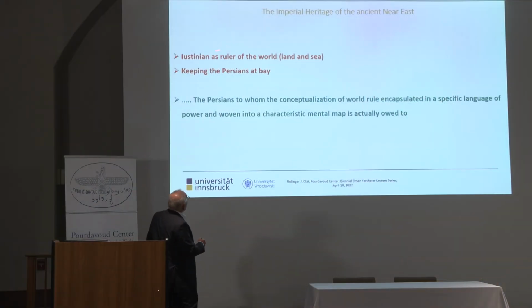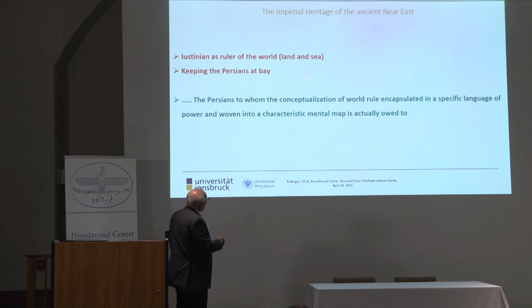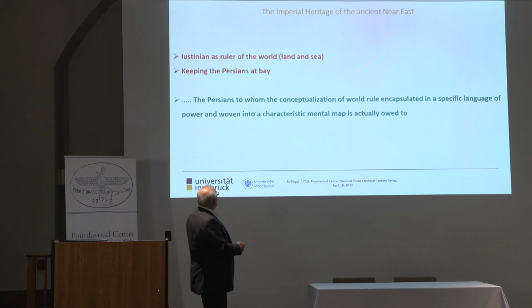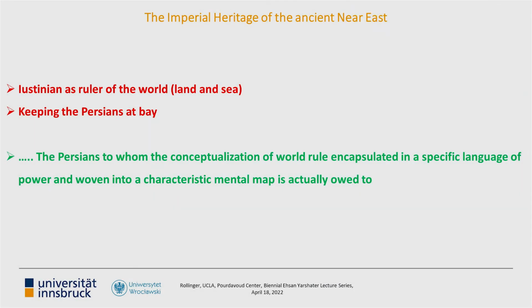And if we put this into the larger context, we can not only say that Justinian is presented as ruler of the world, as a master of land and sea, and keeping the Persians at bay, but it is exactly the Persians to whom the conceptualization of world rule, encapsulated in a specific language of power and woven into a characteristic mental map, is actually owed.